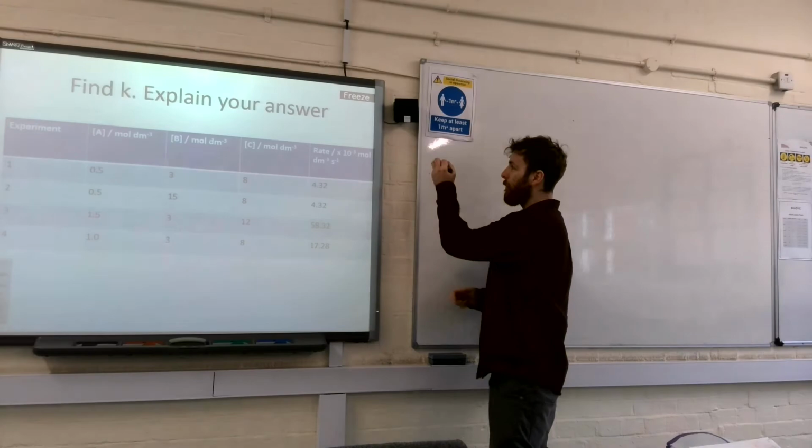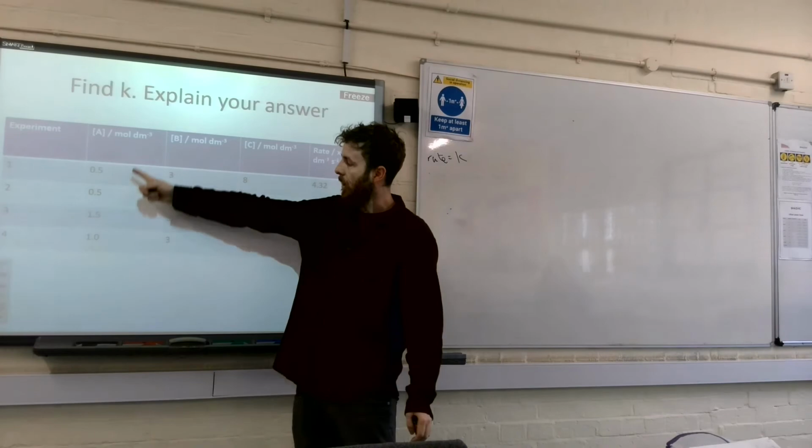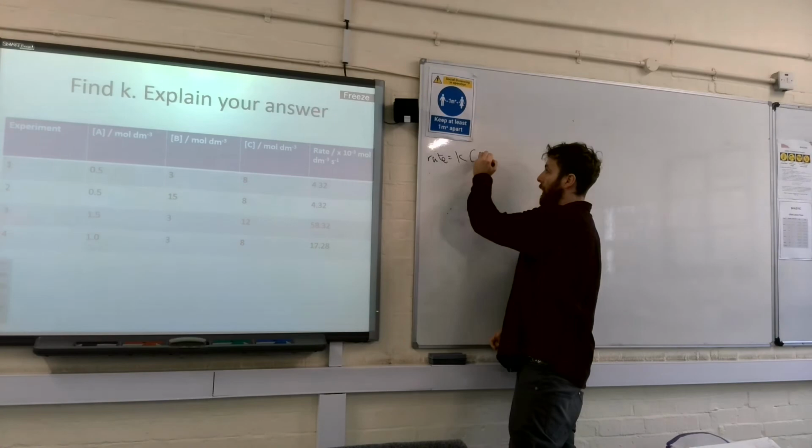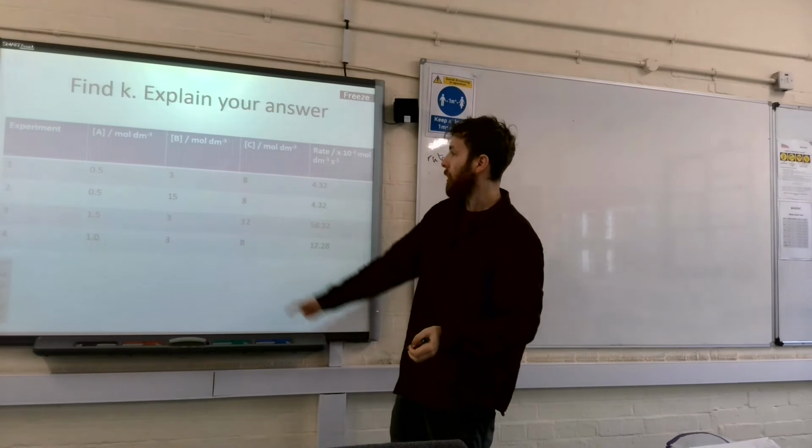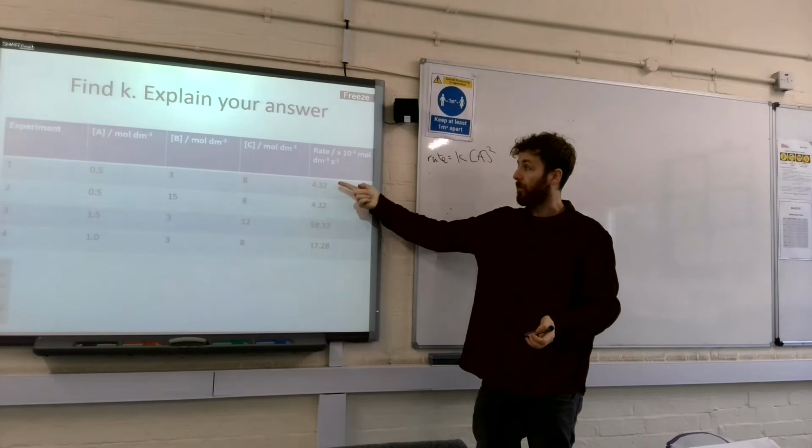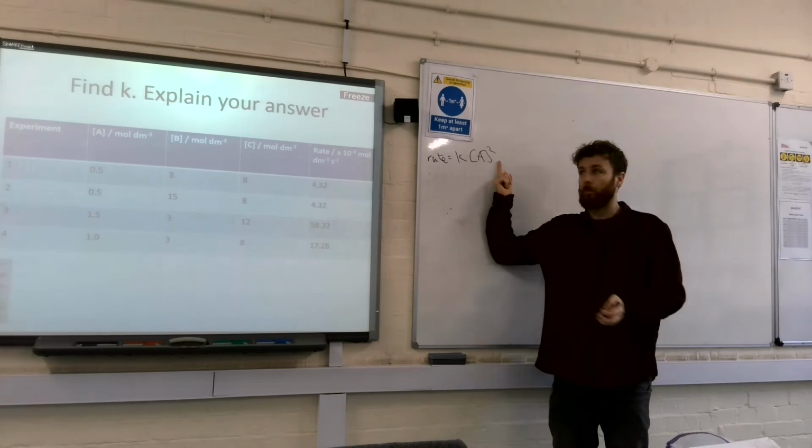So let's go through and do A and B. So rate equals k. So between experiments 1 and 4, the concentration of A increases by a factor of 2, and the rate increases by a factor of 4. Therefore, A is second order. Between experiments 1 and 2, the concentration of B increases by a factor of 5, and the rate remains constant, therefore B is zero order, so I'm not even going to bother writing it, I'll just keep track, B equals zero.